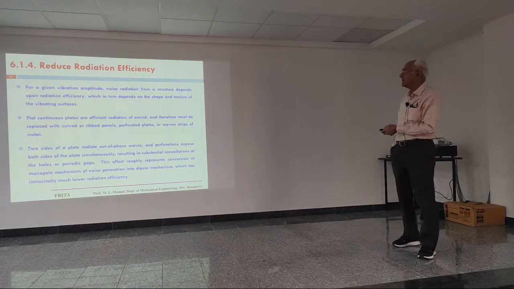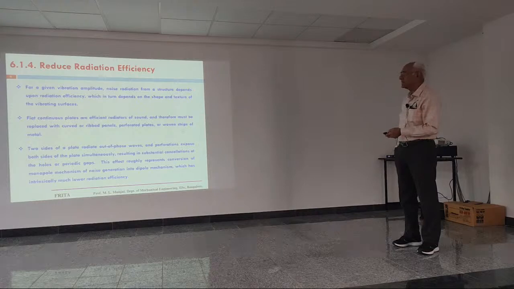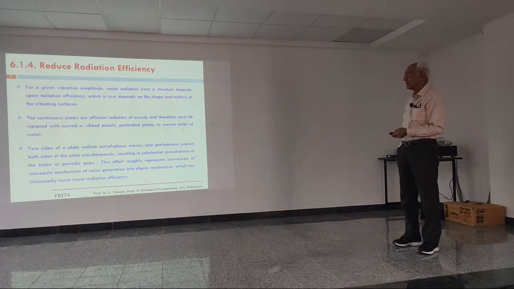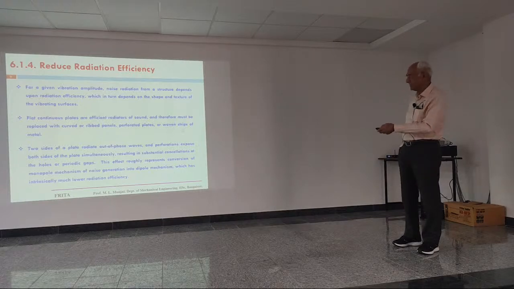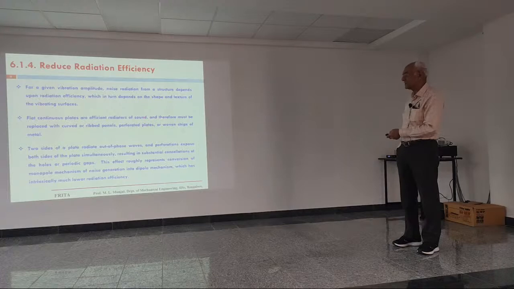For a given vibration amplitude, noise radiation from a structure depends upon radiation efficiency, which in turn depends on the shape and texture of the vibrating surfaces. Now, flat, continuous plates are efficient radiators of sound and therefore must be replaced with curved or ribbed panels, perforated plates, or woven strips of metal. A number of things I am telling you: curved, or ribbed, or perforated, or woven strips of metal.